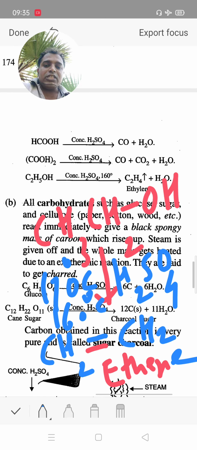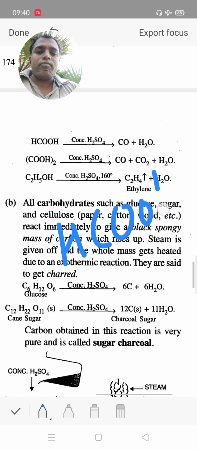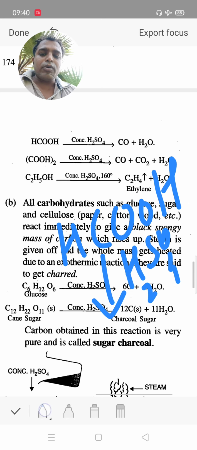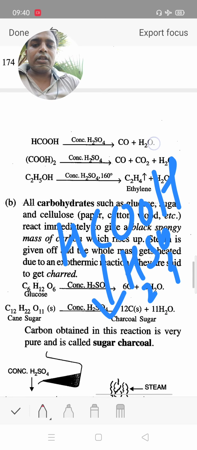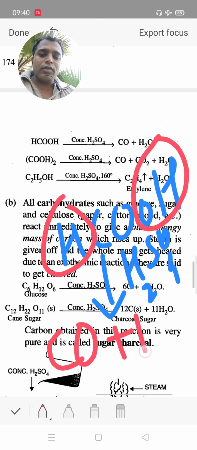Clear? In this alcohol reaction, the removal or elimination of water means sulfuric acid acts as a dehydrating agent. When formic acid reacts with sulfuric acid, in this also there is removal of water. It gives carbon monoxide and removal of water.